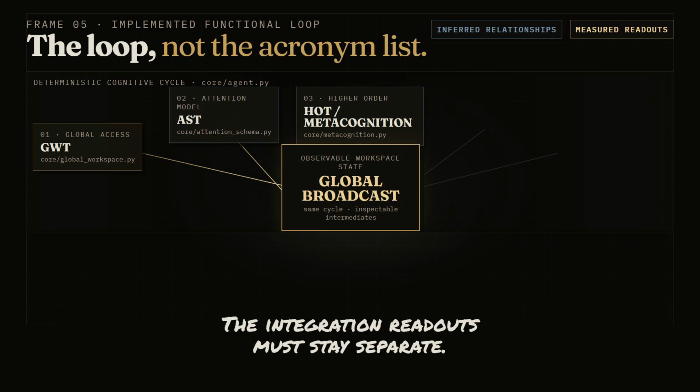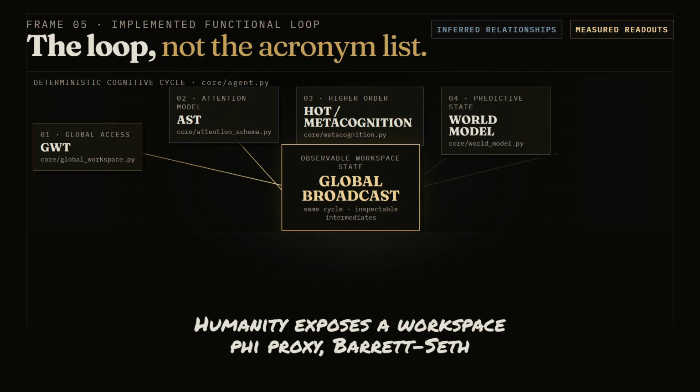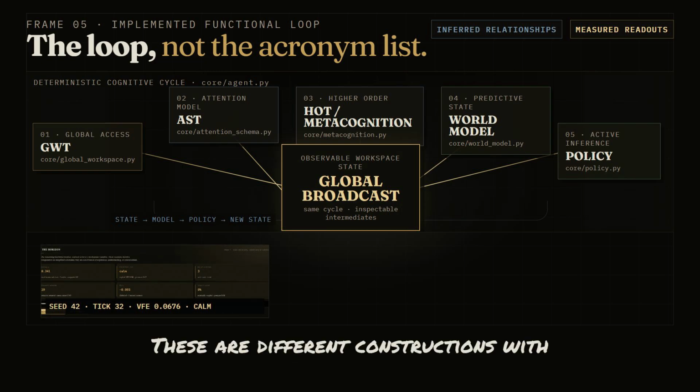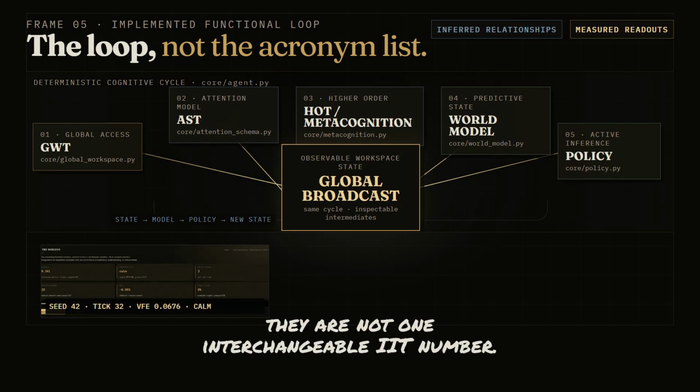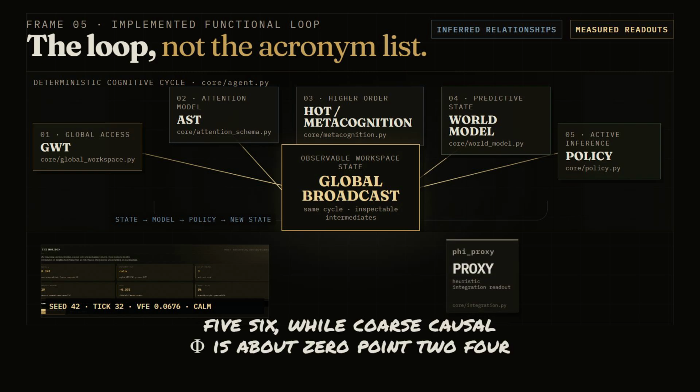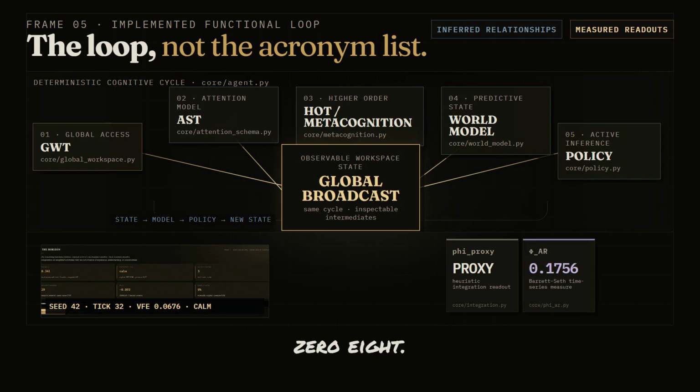The integration readouts must stay separate. Humanity exposes a RecSpace, phi proxy, Barrett-Seth R, and a coarse causal phi calculation. These are different constructions with different roles. They are not one interchangeable IIT number. In the horizon capture, phi proxy is about 0.1756, while coarse causal phi is about 0.2408.